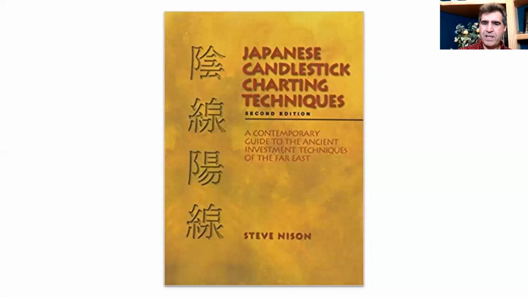Before I start, candlestick charting came to America in the mid 80s, and Steve Nison wrote the book Japanese Candlestick Charting Techniques, and then he wrote another book, Beyond Japanese Candlesticks. What he did was sit down and translate all the Japanese writings to come up with the English version.